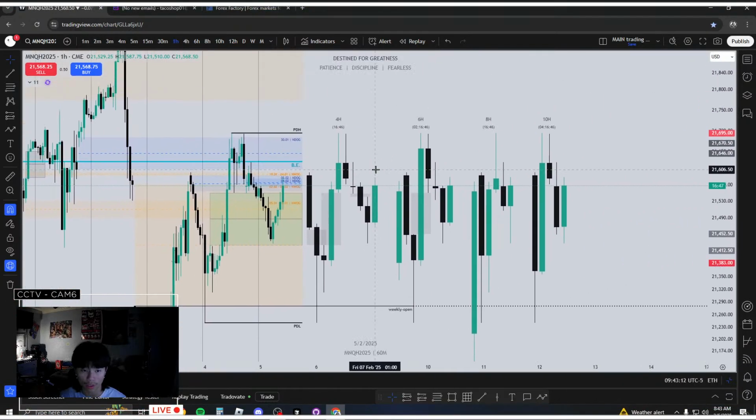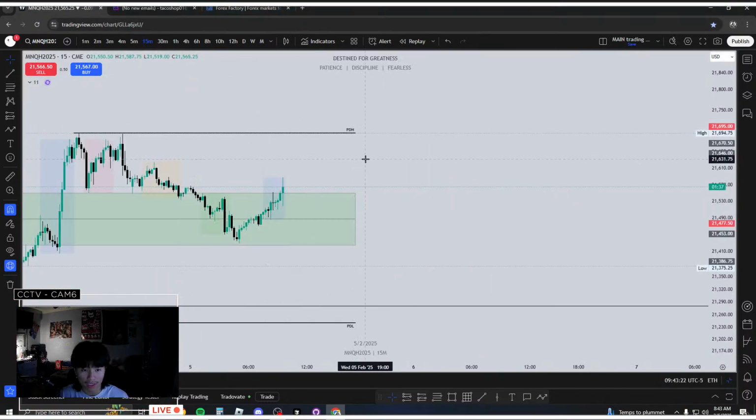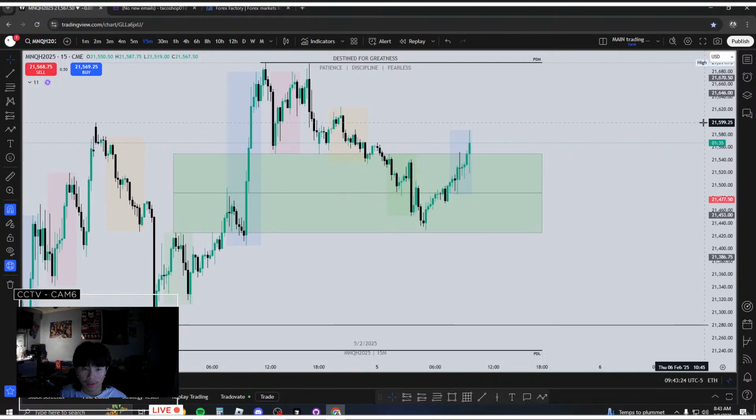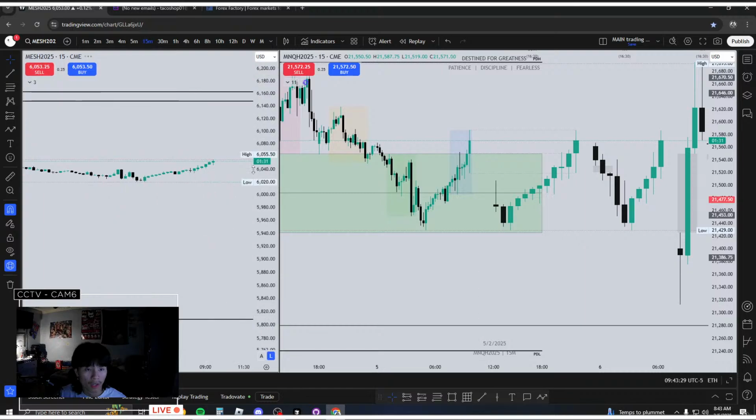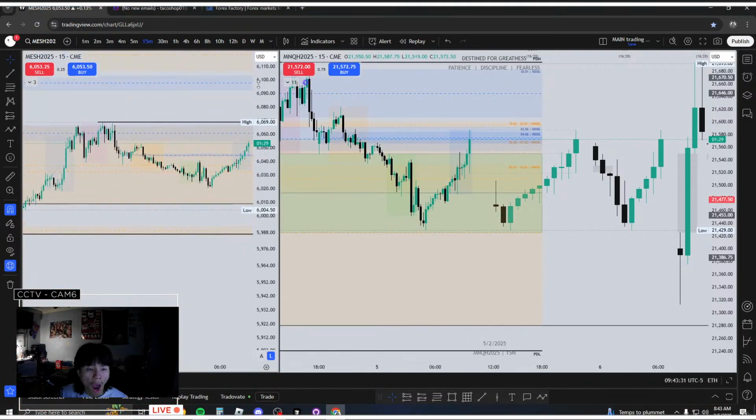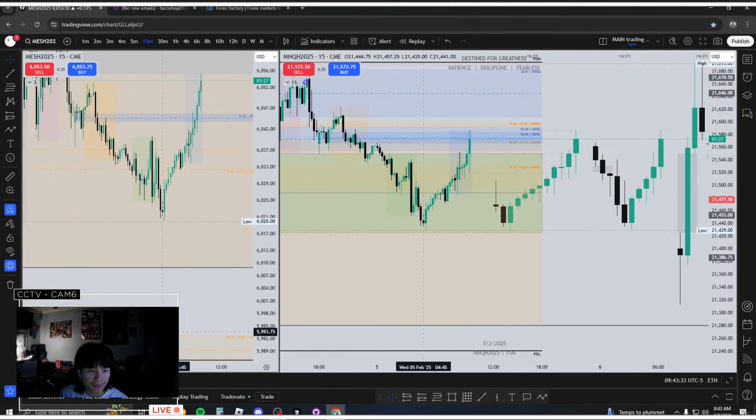Like I said, I want to see how we close here on the 4-hour candle and the 8-hour candle to really establish a bias. But as of right now, I'll just continue to sit on my hands. There's no need to force anything here just yet.